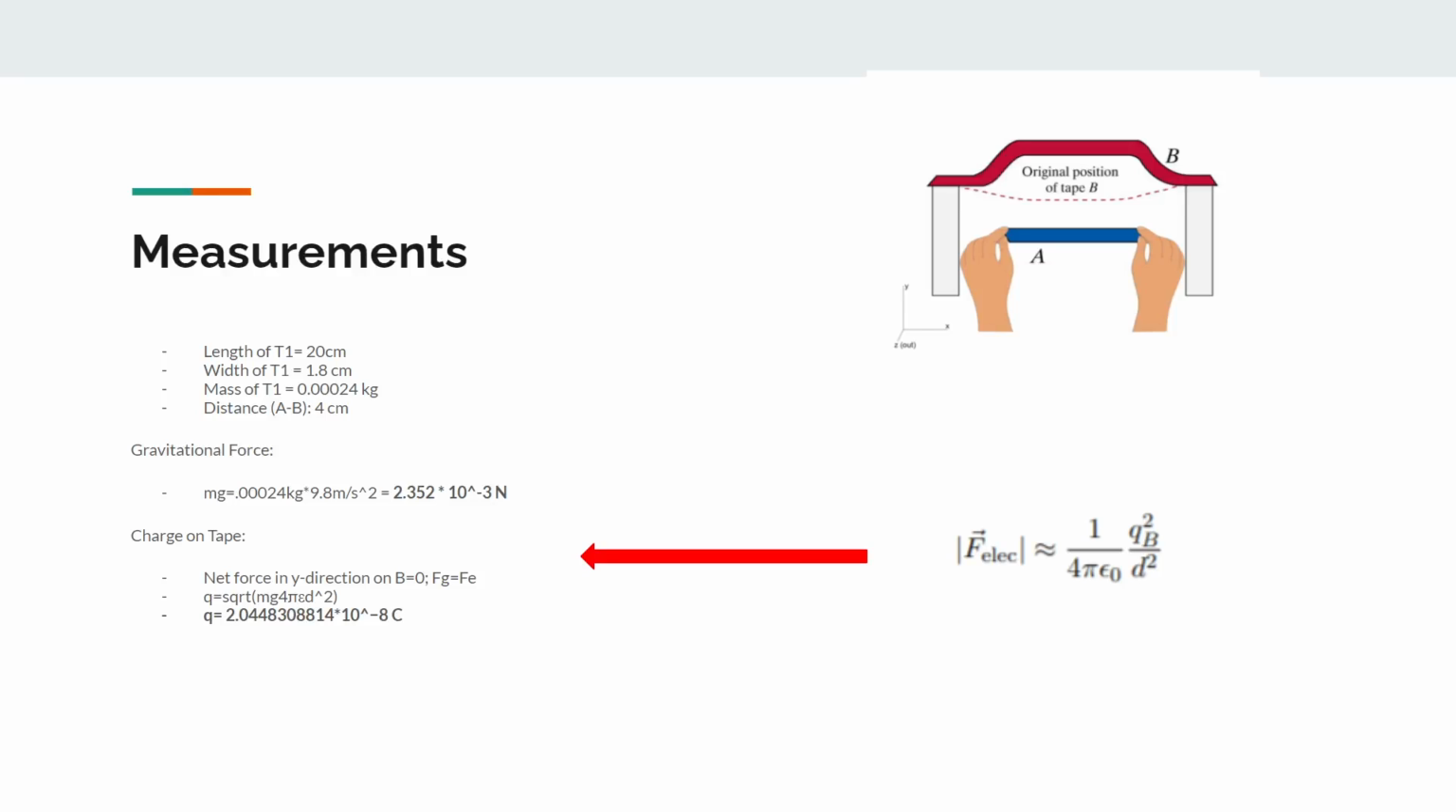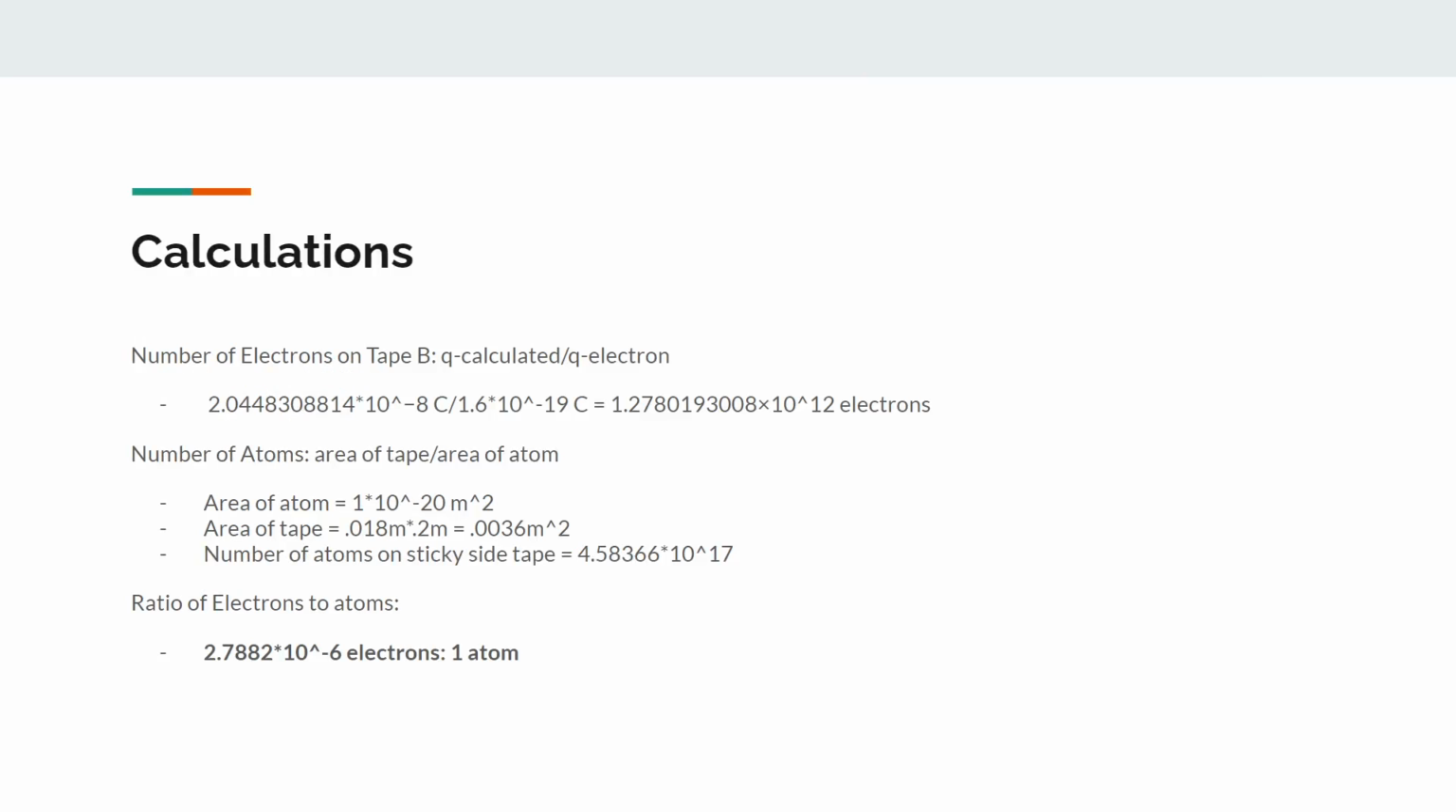So these are some measurements that we'll be using later on. We use these measurements to find the value of Q, which is our charge for each tape, which turns out to be about 2e-8 coulombs. So using that calculated Q, we can figure out the number of electrons that would be on our tape, which is roughly 1.3e12 electrons.